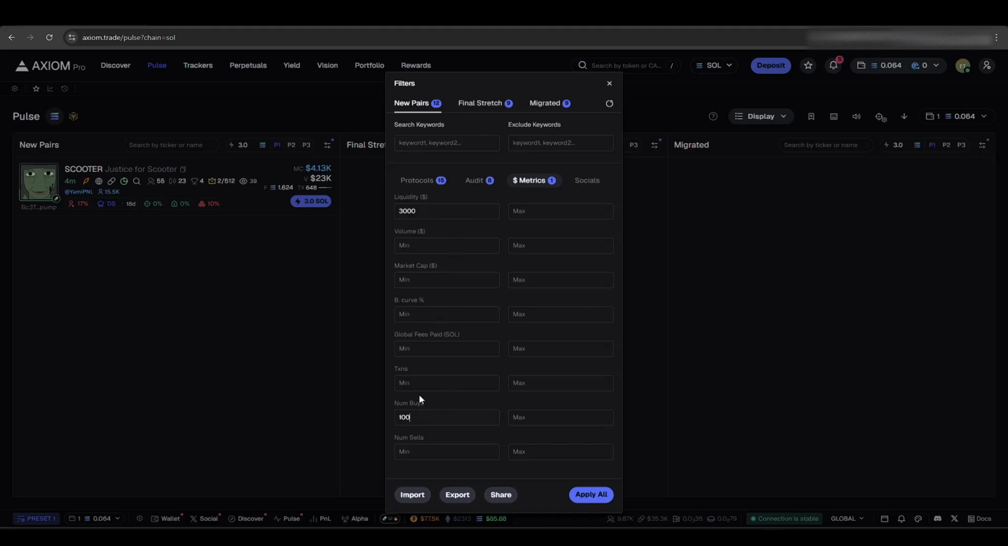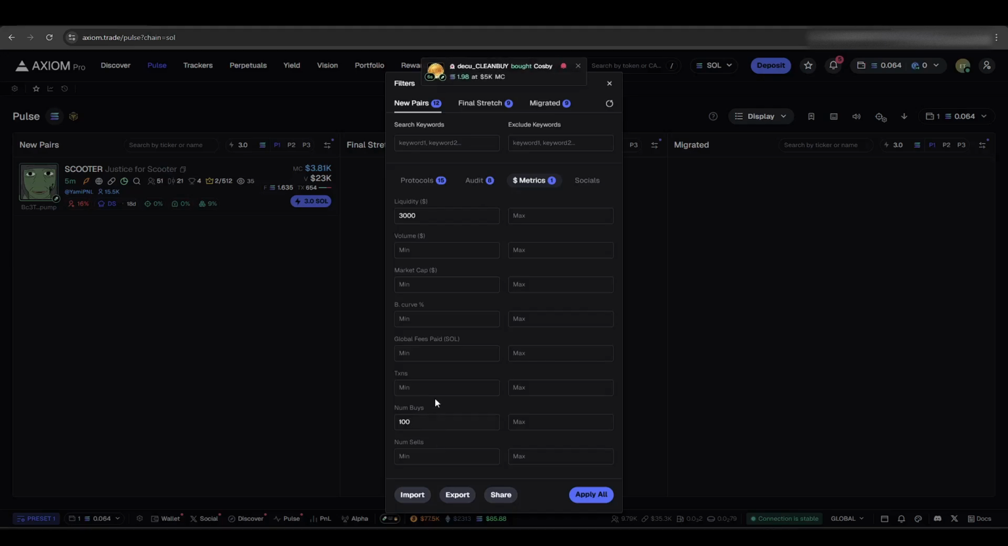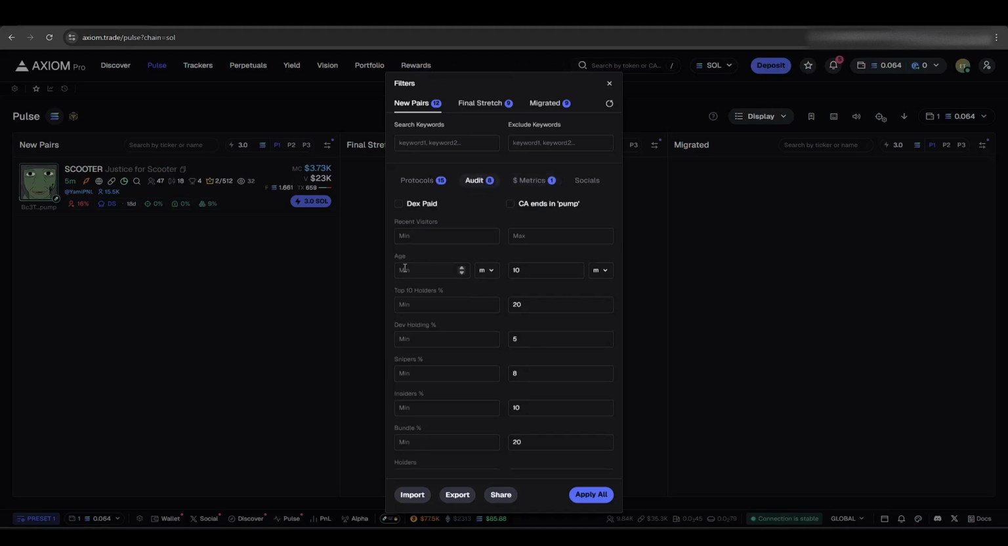First thing I have here is number of buyers. For my new pairs, as you can see right here, there's a filter tab for each of those. For my new pairs, I set number of buyers 100, liquidity 3000, then age maximum 10 minutes, top 10 holders 20%. Now this is very important. What it means is that only not more than 20% can be held by the top 10 holders. So the top 10 people cannot hold more than 20%, right?